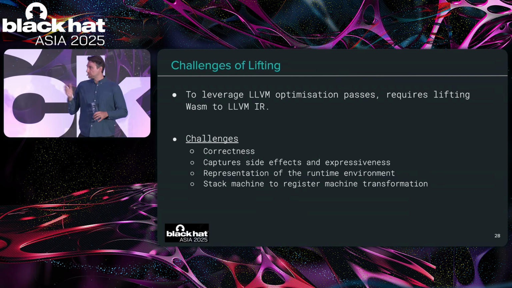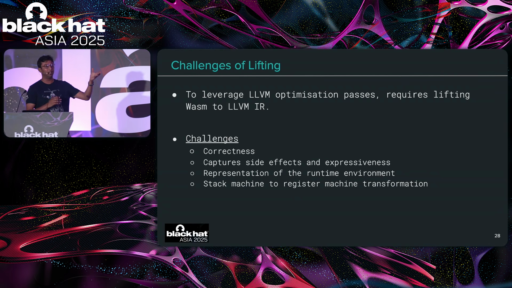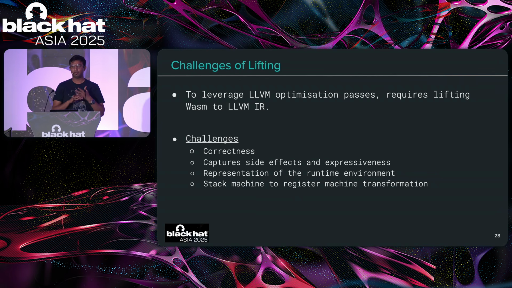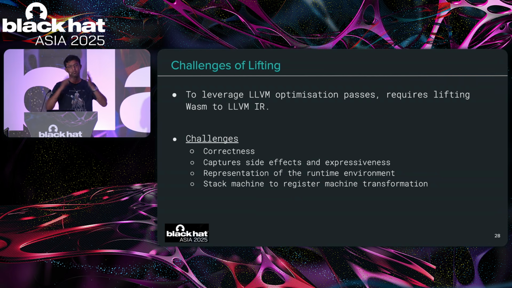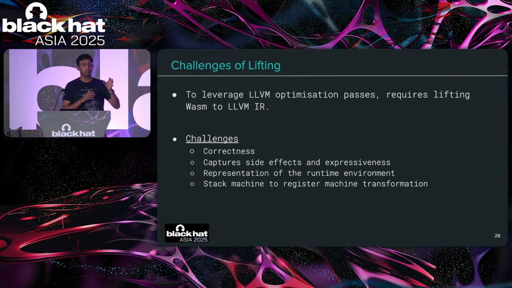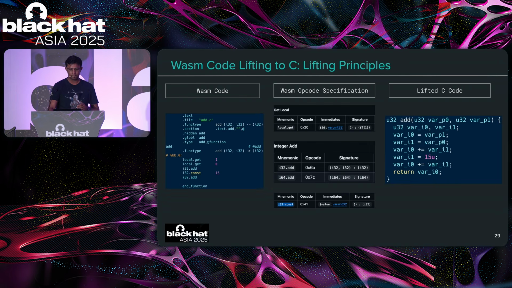But there are challenges while lifting the code, since we are taking it from one language to another. One of the most important things is correctness. Whatever the original logic is, it should be reflected in the lifted one. Then you should be able to capture the side effects, if there are any, in the original language. And we will see that in the case of WebAssembly, we want to capture the runtime information as well. This is very important in the case of WebAssembly to perform the proper de-obfuscation.